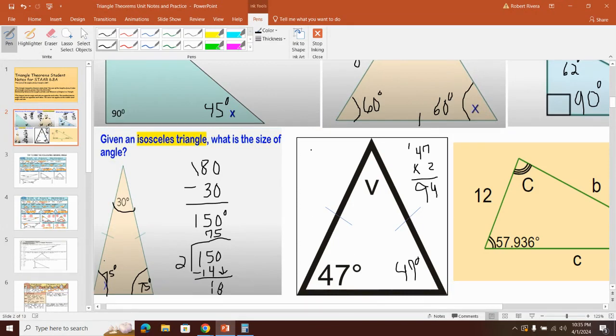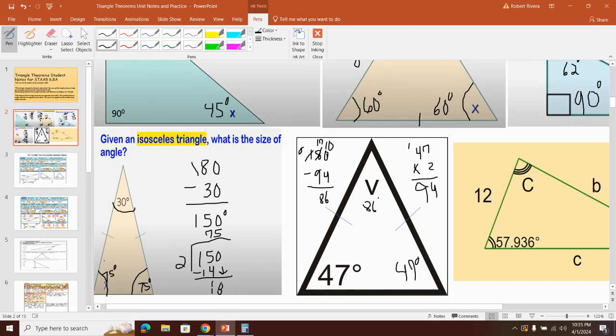So now I can go 180 minus 94. This is a 0, guys. So it will become a 10. This will become a 17 because I'm not going to go 2. And then this becomes a 0. That will be a 6. And 17 minus 9 will be an 8. So angle V should be 86 degrees.